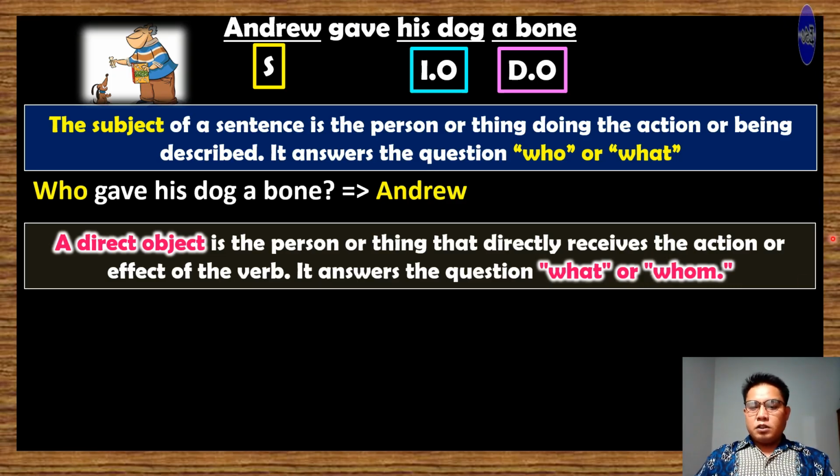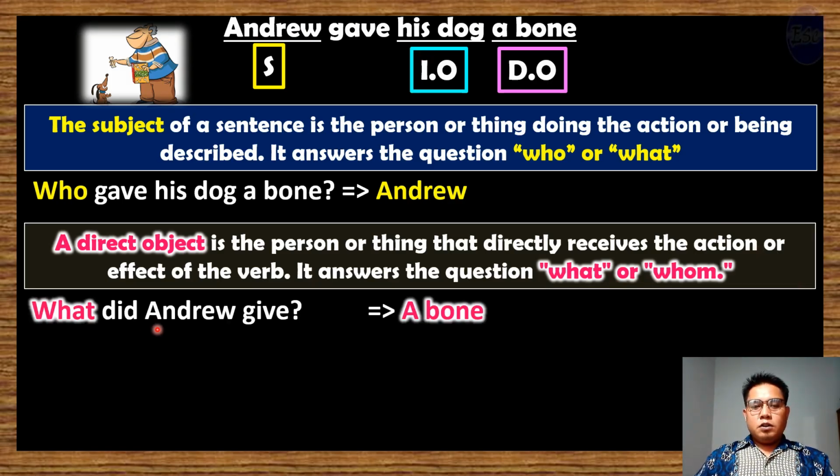So if we ask the question to the sentence, what did Andrew give? The answer is a bone. That's why a bone here is the direct object, because it directly receives the action or effect of the verb. You get it right? Okay.